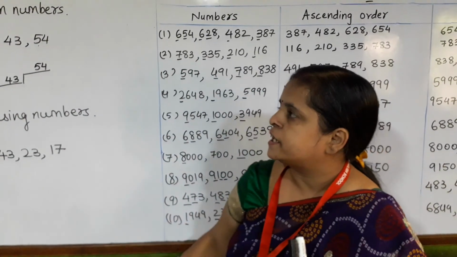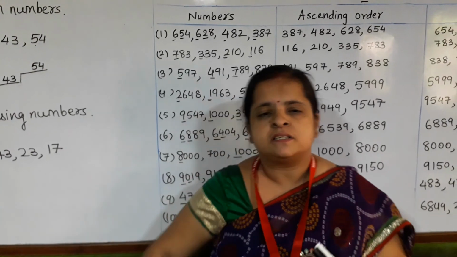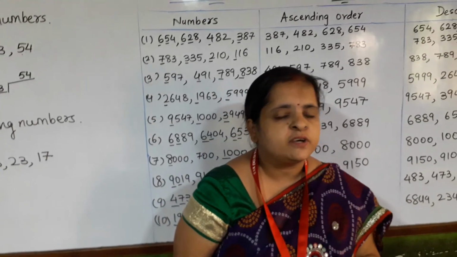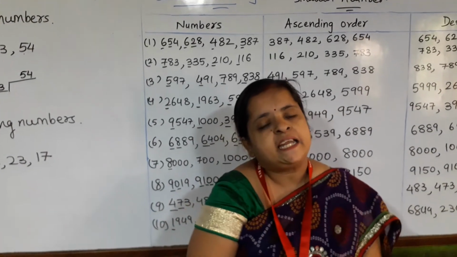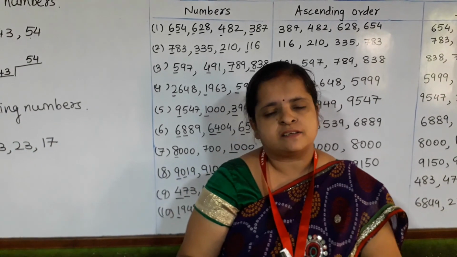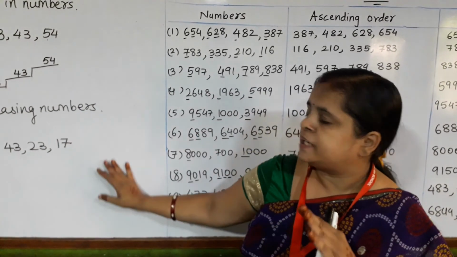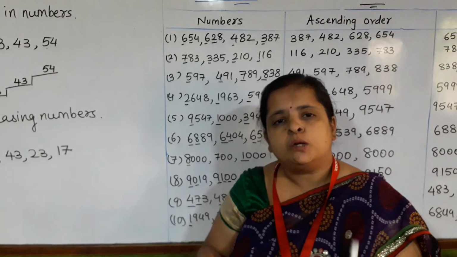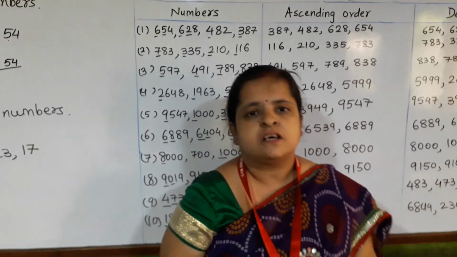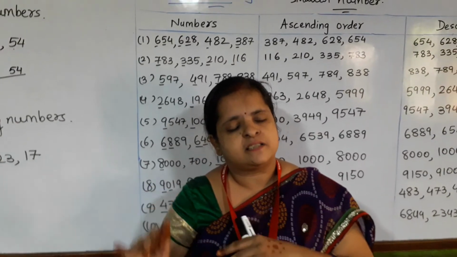So we have studied about ascending and descending orders in this video. In next video we are going to see greatest number and the smallest numbers, because the greatest number and the smallest number is almost based on ascending orders. So I taught you ascending and descending orders first.